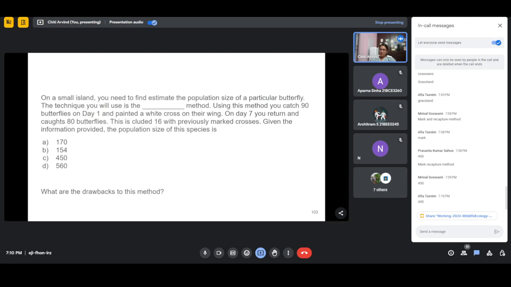Okay, so I have a couple of answers for 450. Could you tell me the formula for mark and recapture that you're using? You can unmute or type it out.